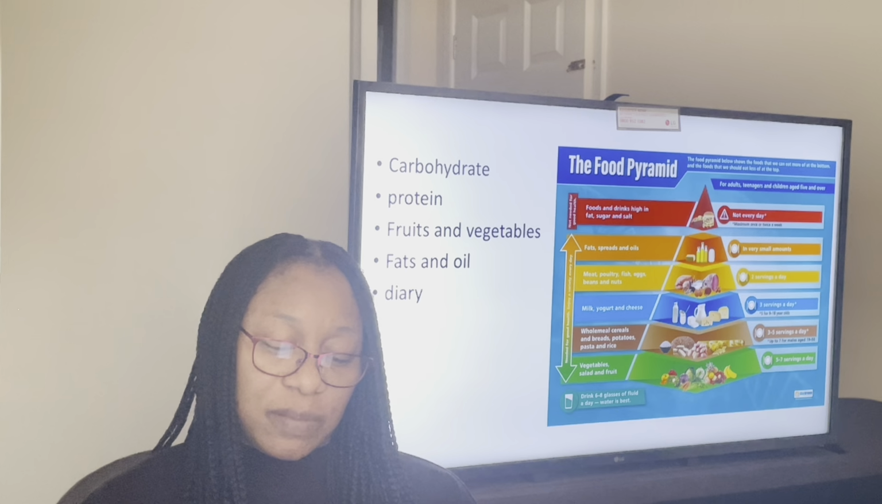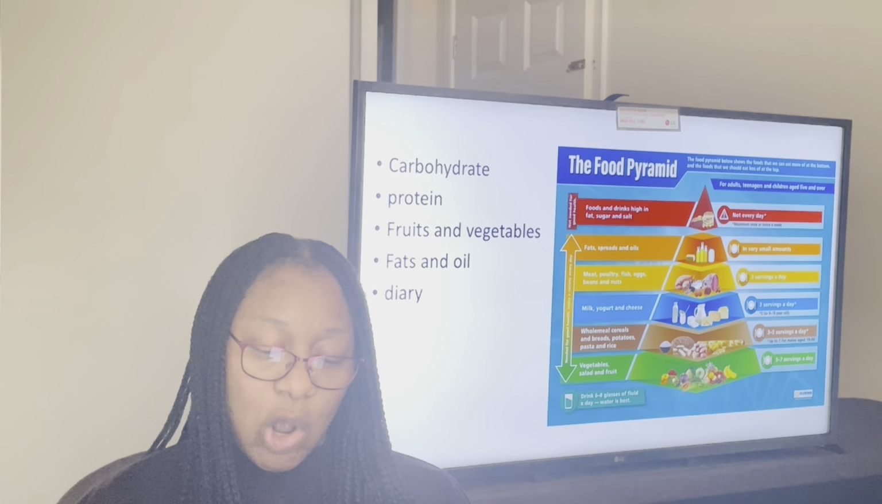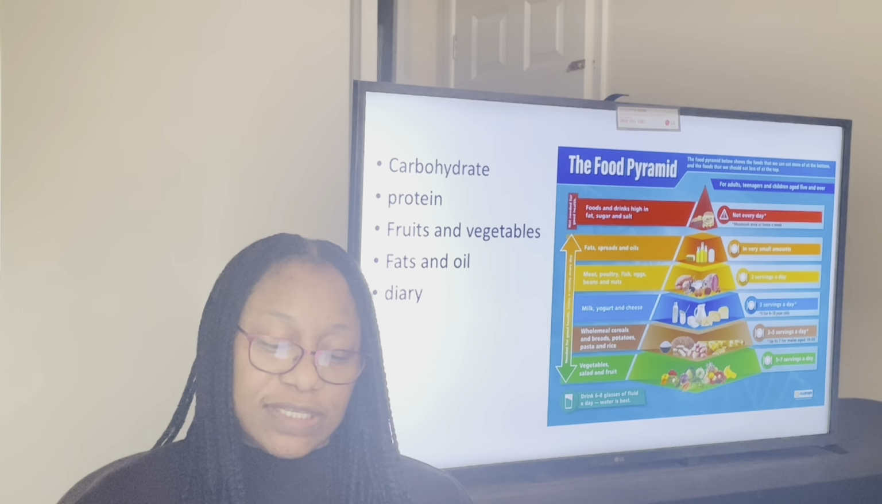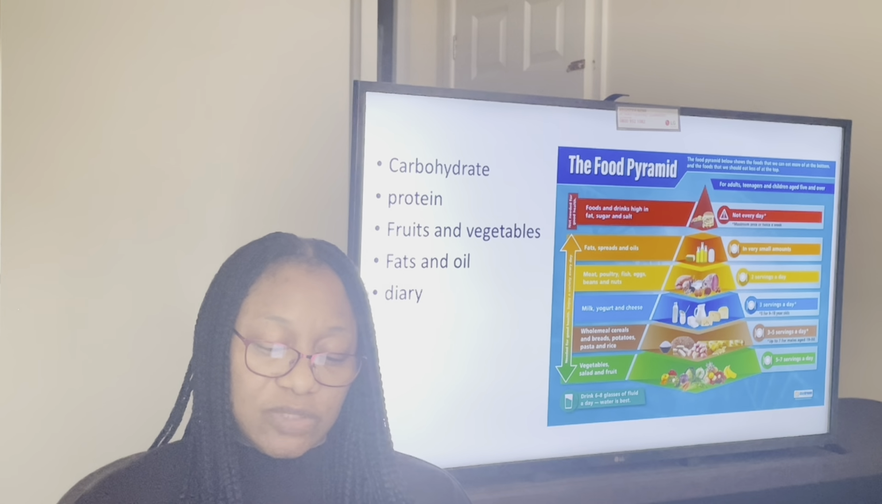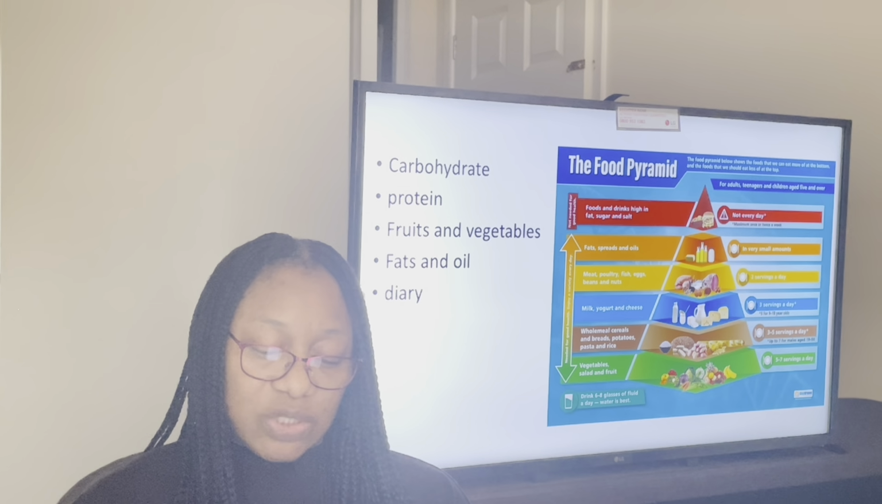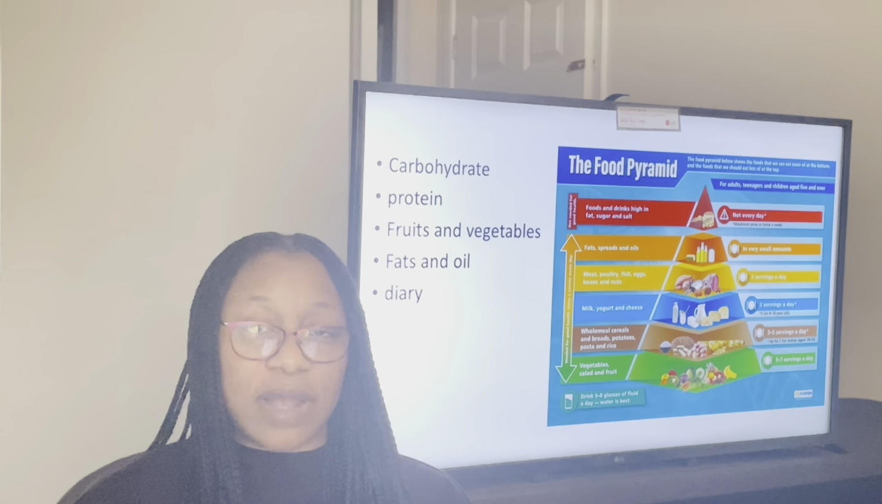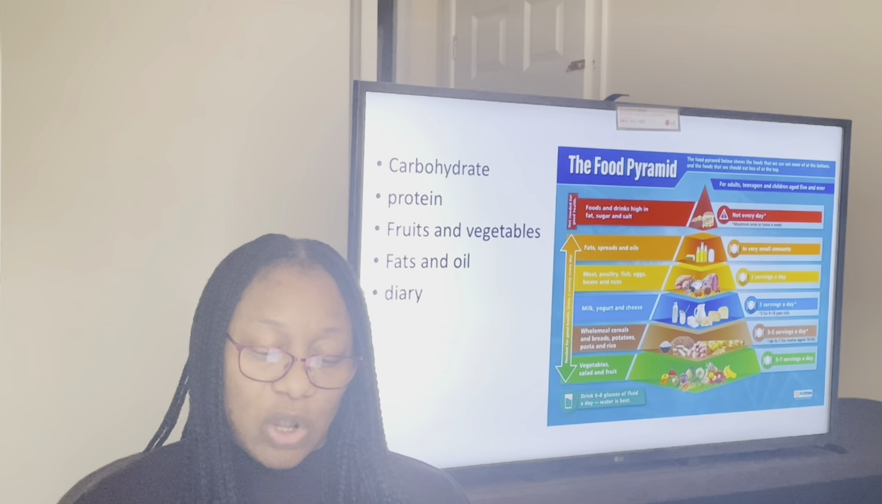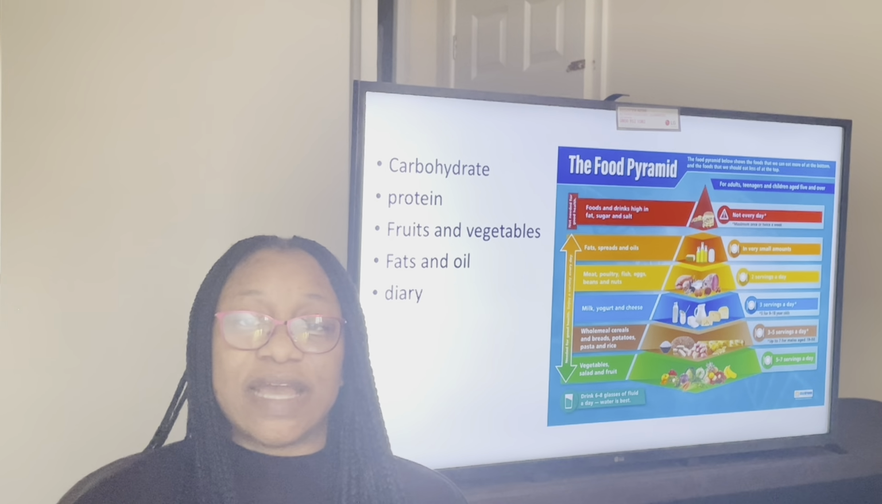At the top of the pyramid is group 5, oils and spreads, which should make up small portions of our daily intake of energy, as they are often high in saturated fats. However, fat is vital to a balanced diet. The best substances to consume would be avocados, nuts, and olive oil, which contain unsaturated fats.